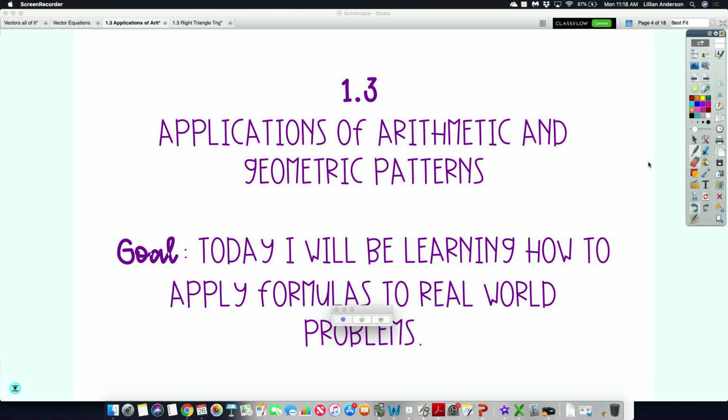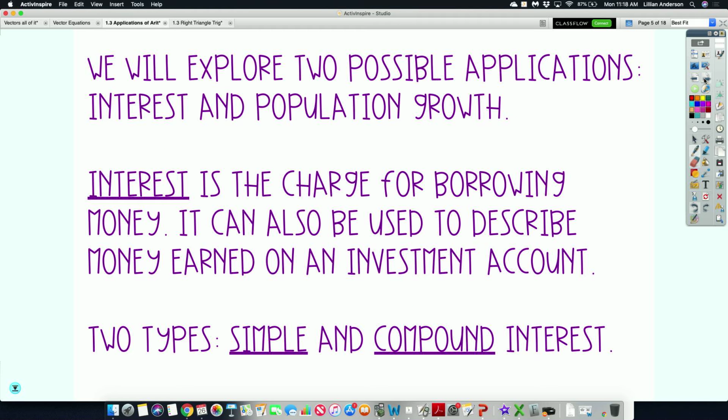All right. So today we're talking about applications of arithmetic and geometric patterns. You guys are going to be able to apply these things to the real world. Isn't that right, Zach? Mm-hmm. Okay. So we're going to explore two possible applications with arithmetic and geometric sequences and series.